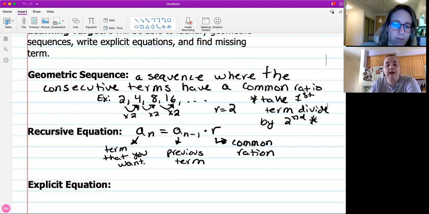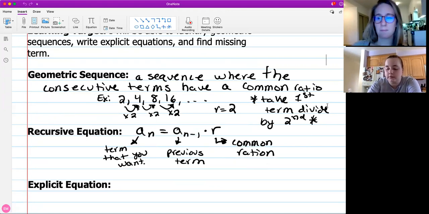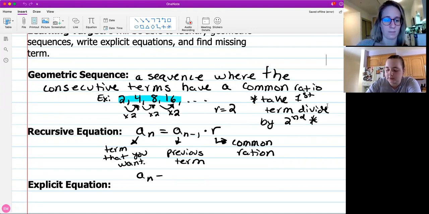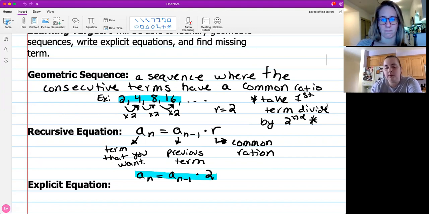So if we are looking at the sequence that I just gave, so if we're looking at the sequence right here, our recursive equation would be a_n equals a_(n-1), and then multiply it by the common ratio, so we're multiplying it by 2. So there would be our recursive equation for that sequence.